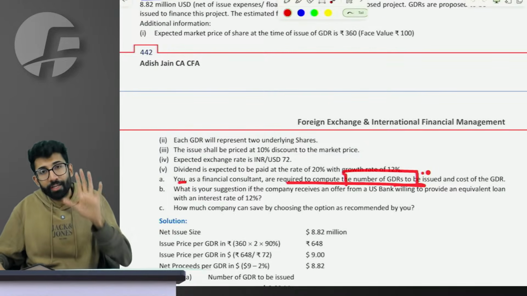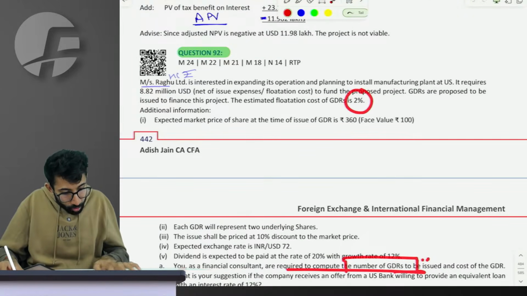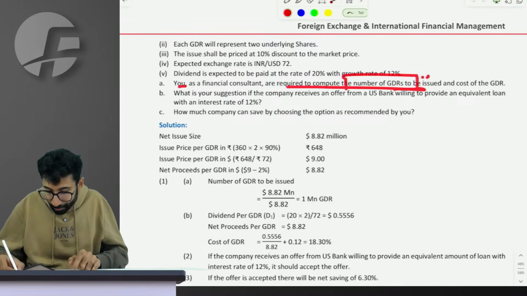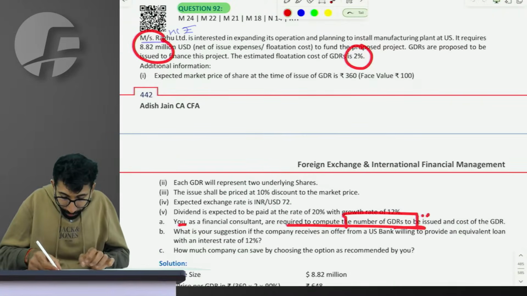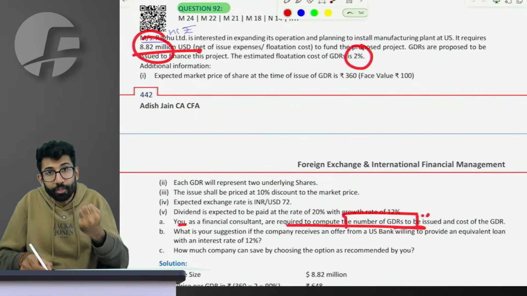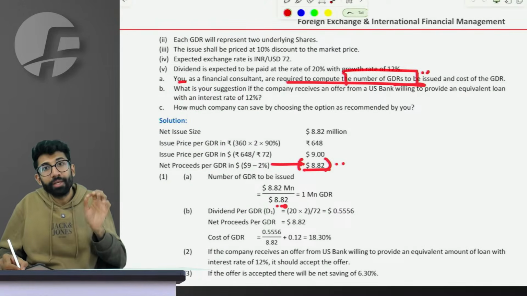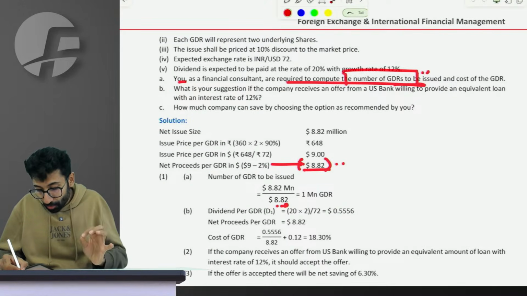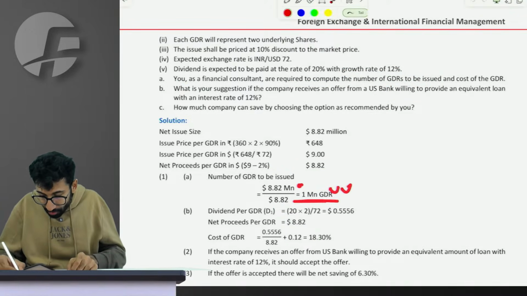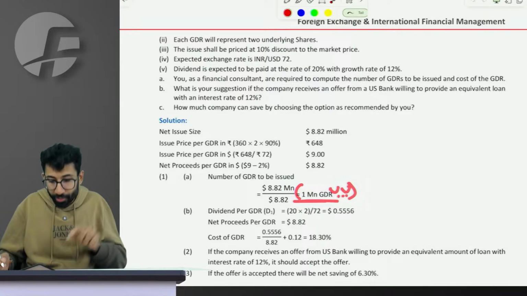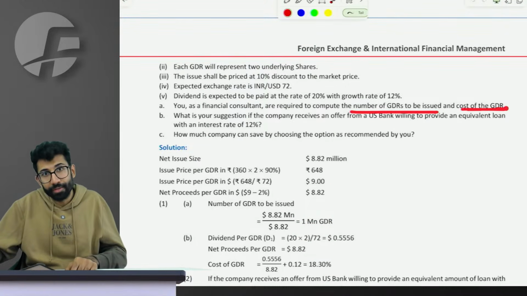So every GDR gets me $9. Every GDR I issue at $9 minus 2% flotation cost gives me 8.82 as the net proceed. 8.82 million is what I need in total, and every one depository receipt that I issue gives me $8.82. So how many million GDR will I have to issue? 1 million GDR is the number of GDRs to be issued. Cost of GDR, really simple.